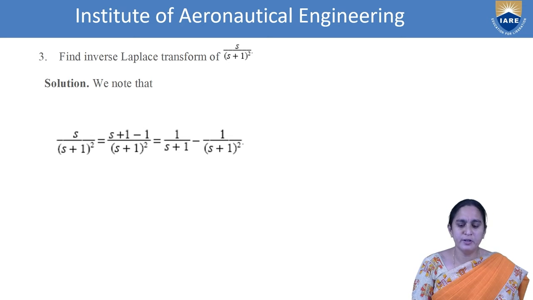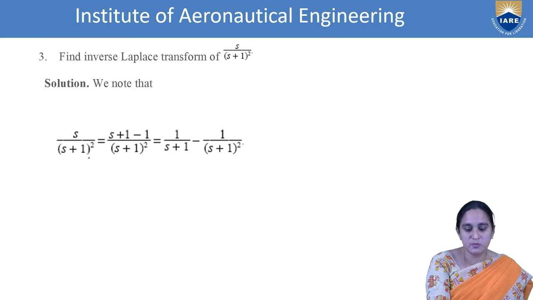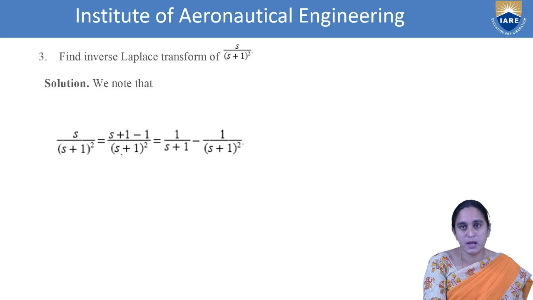Okay, the denominator is directly given in the s plus a form. But what about the numerator here? The numerator is only s. For that case, I'm taking s by (s plus 1) whole square, and I'm adding and subtracting 1. That is s by (s plus 1) whole square. How will I convert that? (s plus 1 minus 1) by (s plus 1) whole square.